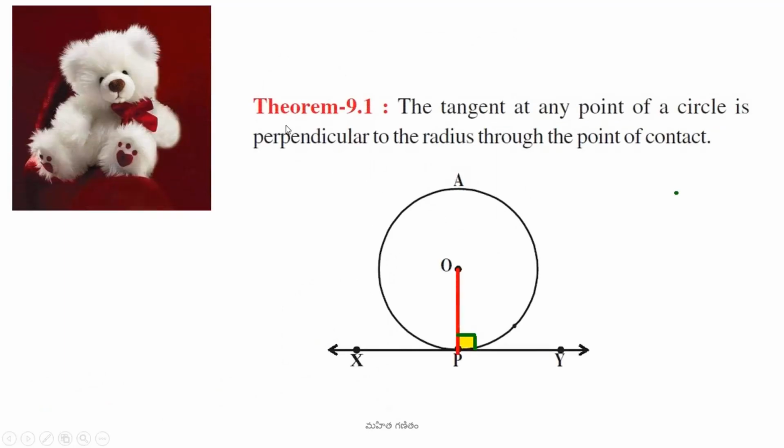Theorem 9.1 in this chapter was already covered last week. The tangent at any point of a circle is perpendicular to the radius through the point of contact. This is the tangent, this is the radius. The radius is always perpendicular to the tangent. Here the angle is 90 degrees. These two are perpendicular.